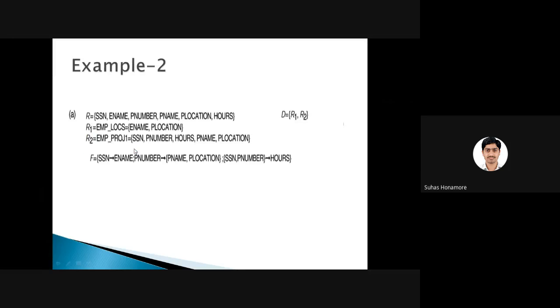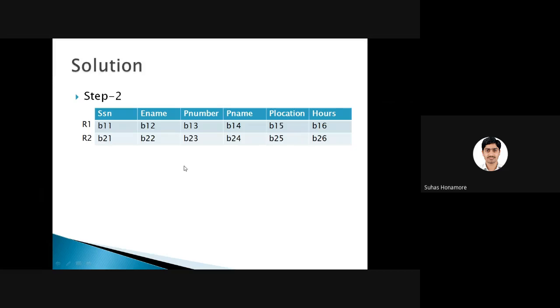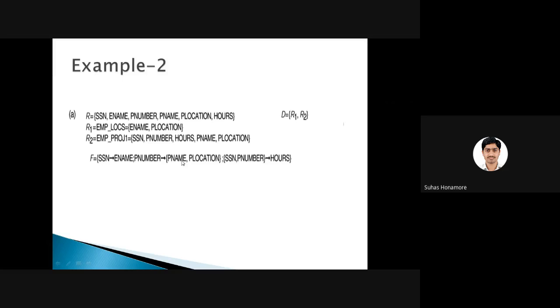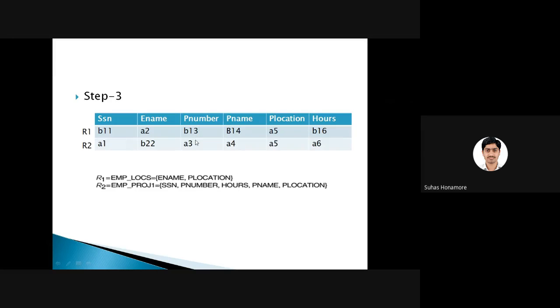Next we check the next functional dependency, that is P number can derive P name and P location. Here we check whether the two rows have the same P number. If you see, these two are different, so we can't use that functional dependency either.